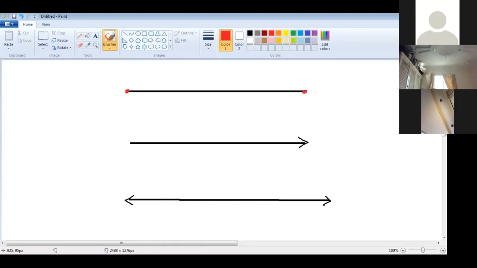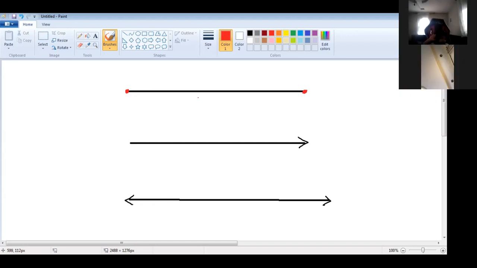So can we use a ruler to find the lengths? Yeah. For example, it will be 4 centimeters, 5 centimeters, 7 centimeters, and so on. Okay. But look at the next one. What is the definition of this figure? Line segment. You said line segment.